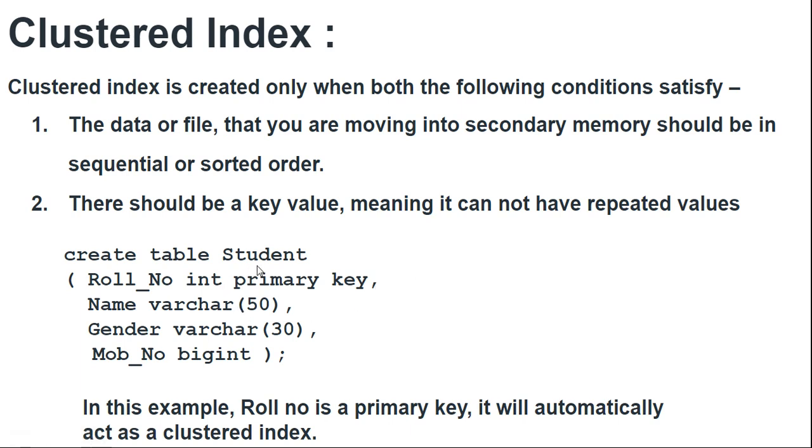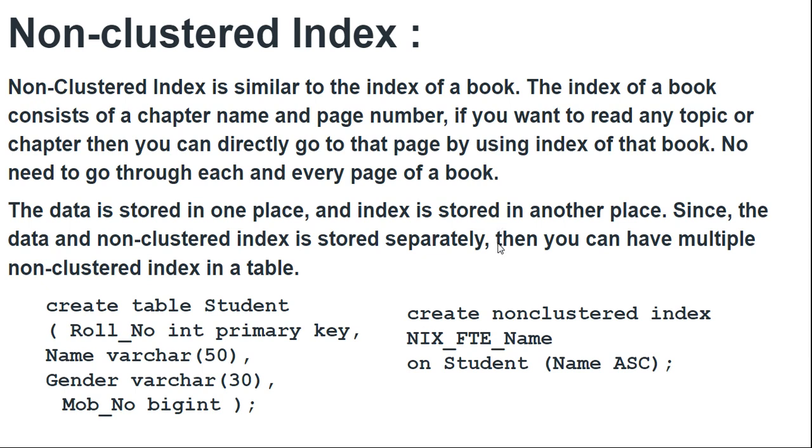For example, this is the student table, where I have created roll number as the primary key. This roll number is now considered as a clustered index, which means it should not allow repeated values. It is always in sequential, sorted order. So in this example, the primary key, the roll number, is automatically considered as a clustered index, as we told earlier.